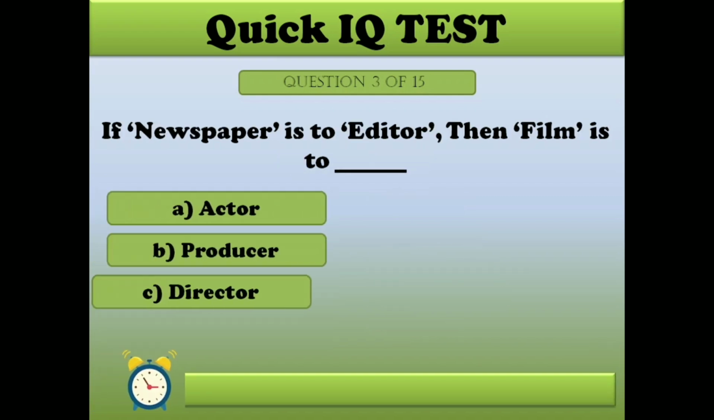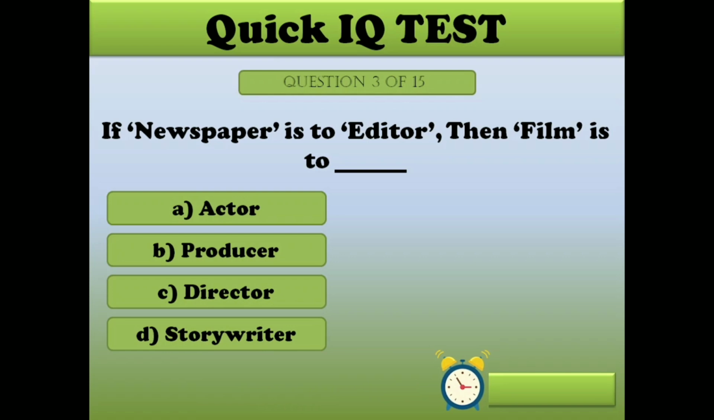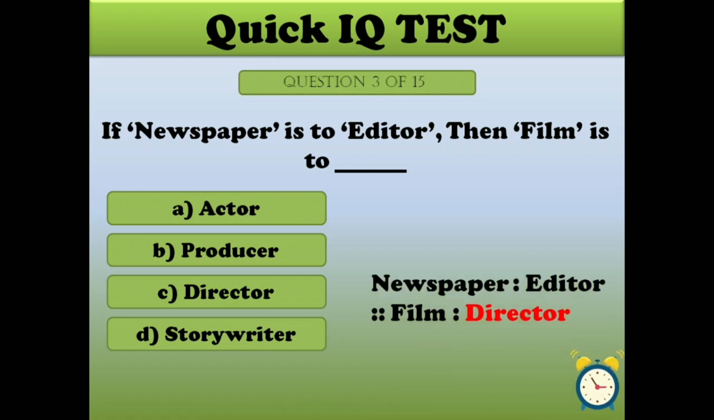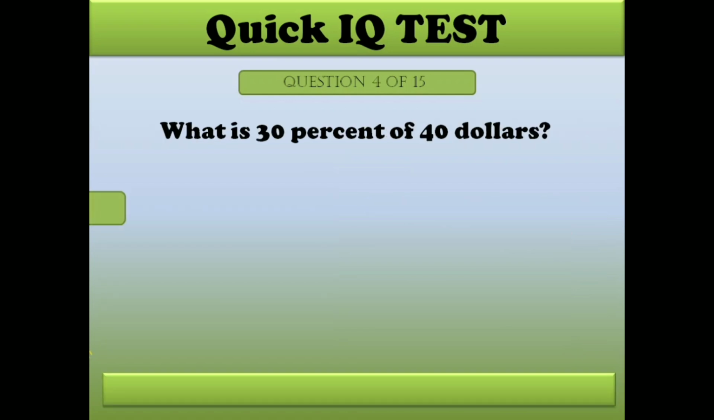If newspaper is to editor, then film is to? I think here creator is needed. Yes, you're right. Option C, director.